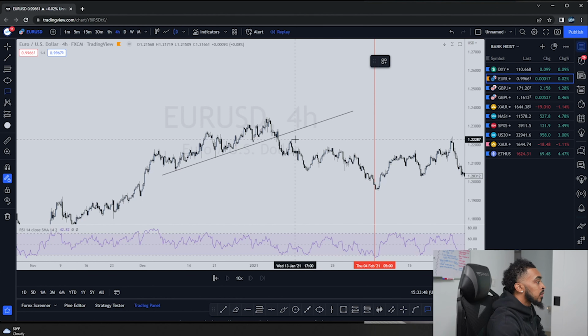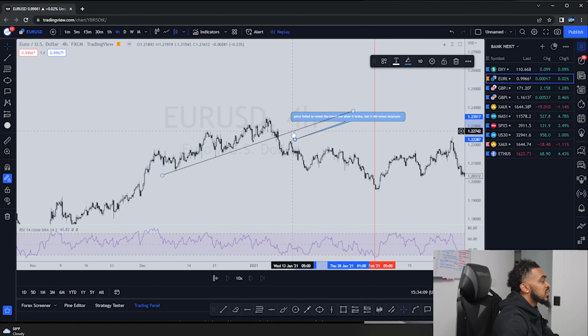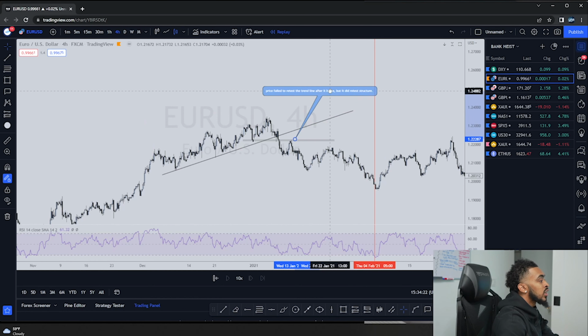Okay, here, price failed to retest the trend line after it broke, but it did retest structure. So I'm going to illustrate that here. So we failed to retest this trend line, but we can see here that we had a level of support that got broken and retested. So this was the last higher low point. Price broke, came back to retest. That let us know, okay, we never made it up to that trend line, but we did retest that structure.